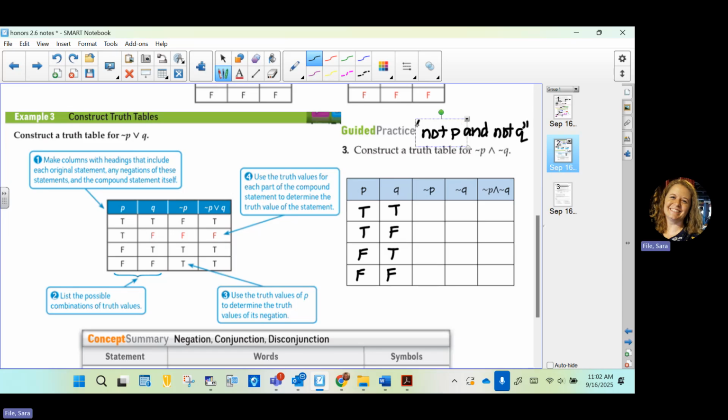How you would read that: not P and not Q. Since both of them have a negation in front of them, I need a negation column for P and a negation column for Q. So I need a not P and a not Q. Well, not P is just going to be the opposite of P, so I look at the P column and write the opposite. For not Q, I look at the Q column and I write the opposite.